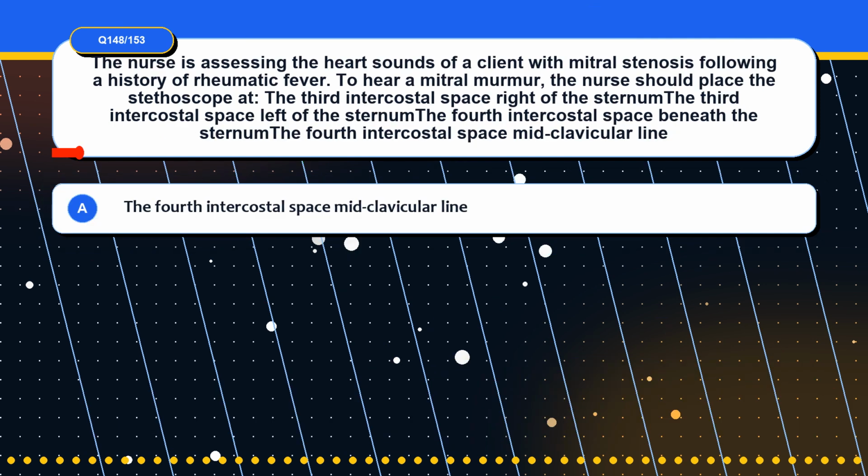Question 148. The nurse is assessing the heart sounds of a client with mitral stenosis following a history of rheumatic fever. To hear a mitral murmur, the nurse should place the stethoscope at the third intercostal space right of the sternum, the third intercostal space left of the sternum, the fourth intercostal space beneath the sternum, the fourth intercostal space mid-clavicular line. Here are the options. Option A. The fourth intercostal space midclavicular line.